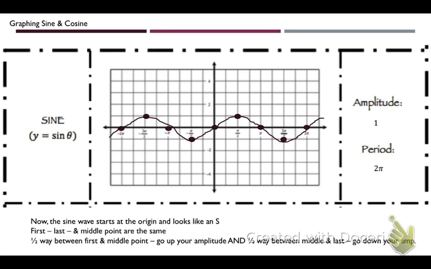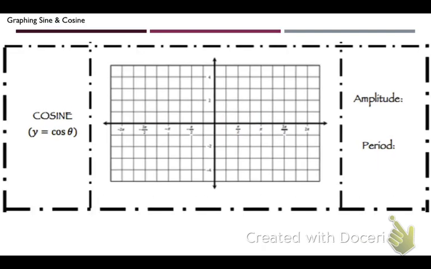Okay, so sine looks like an S. You always start at the origin. First, last, and middle are the same. You go up your amplitude, you go down your amplitude. Okay, cosine looks like a C. It also looks like something else. I'll show you in a second.